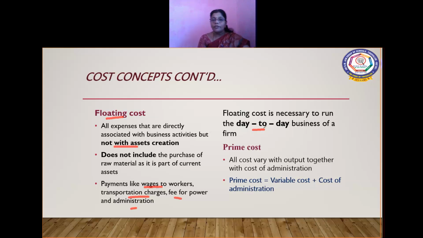Next one we are going to discuss prime cost. All costs that vary with output, together with cost of administration, is known as prime cost. So prime cost equals variable cost plus cost of administration.